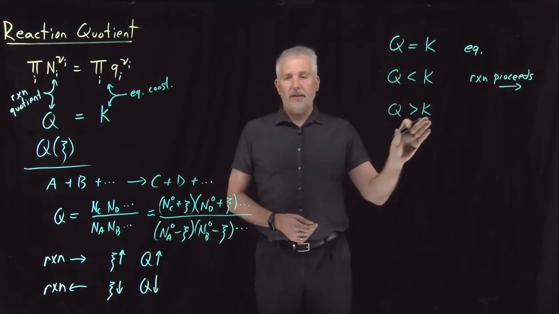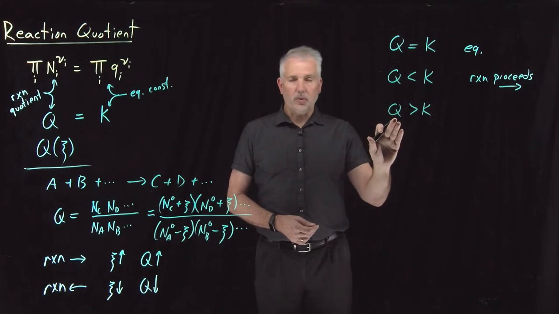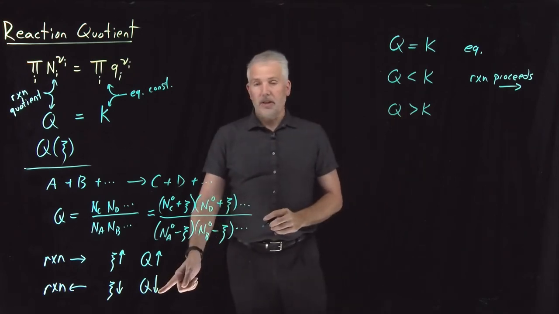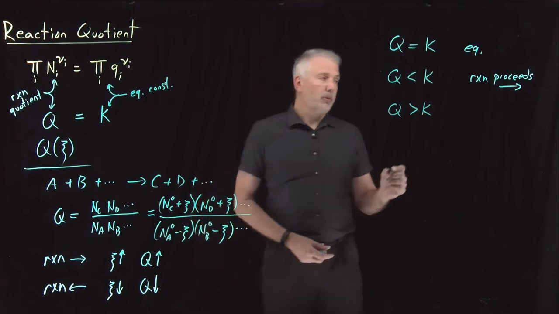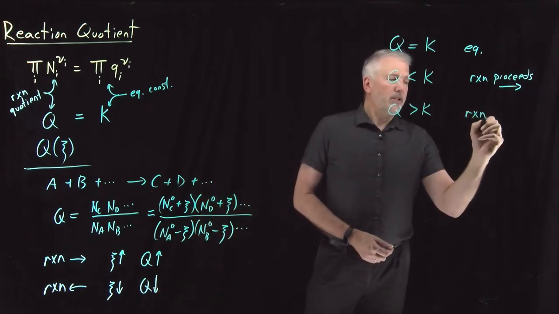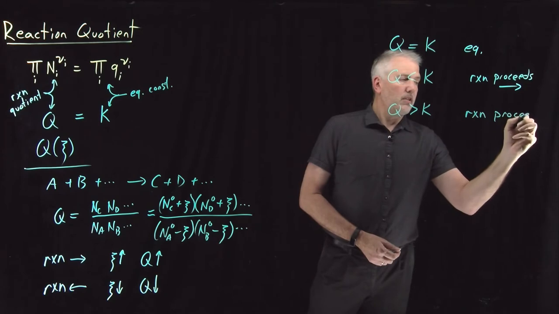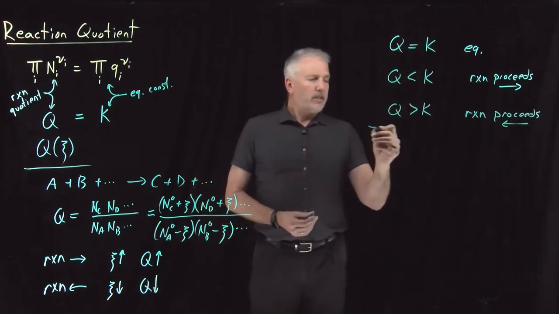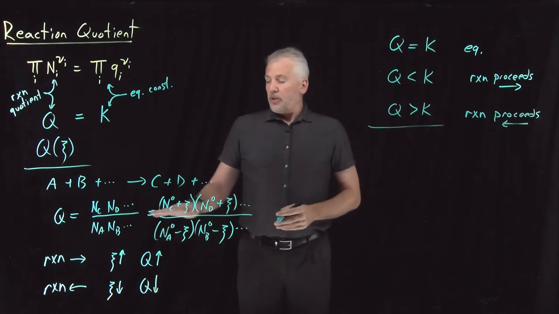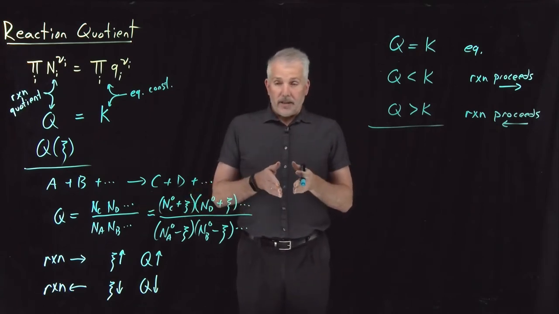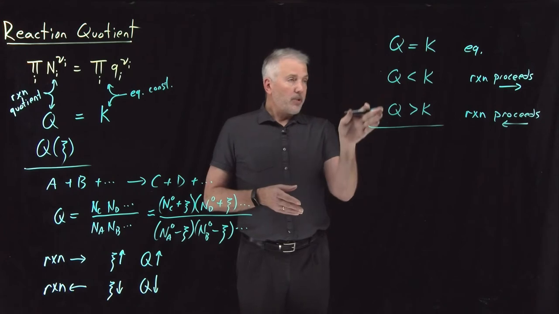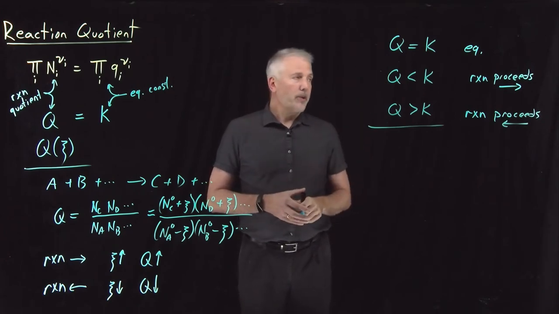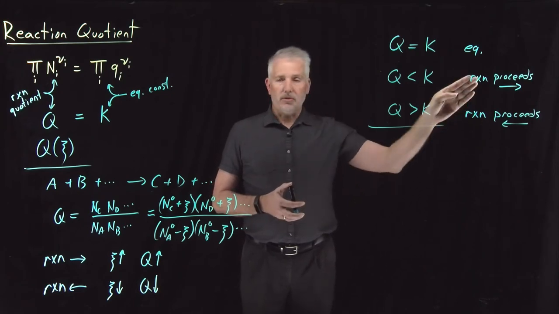On the other hand, if at a current set of conditions the reaction quotient happens to be larger than the equilibrium constant, the only way to make Q go down and become equal to the equilibrium constant is to have the reaction proceed backwards. So that's what I meant when I said Q is useful not just in solving for the exact position of an equilibrium, but in being able to predict, based on whether it's currently larger or smaller than the equilibrium constant, whether the reaction is going to proceed backwards or forwards.